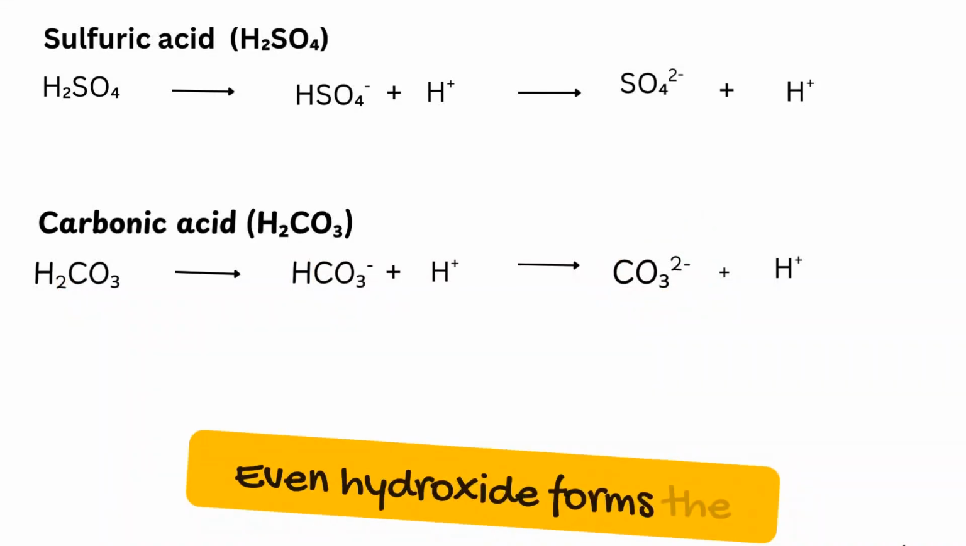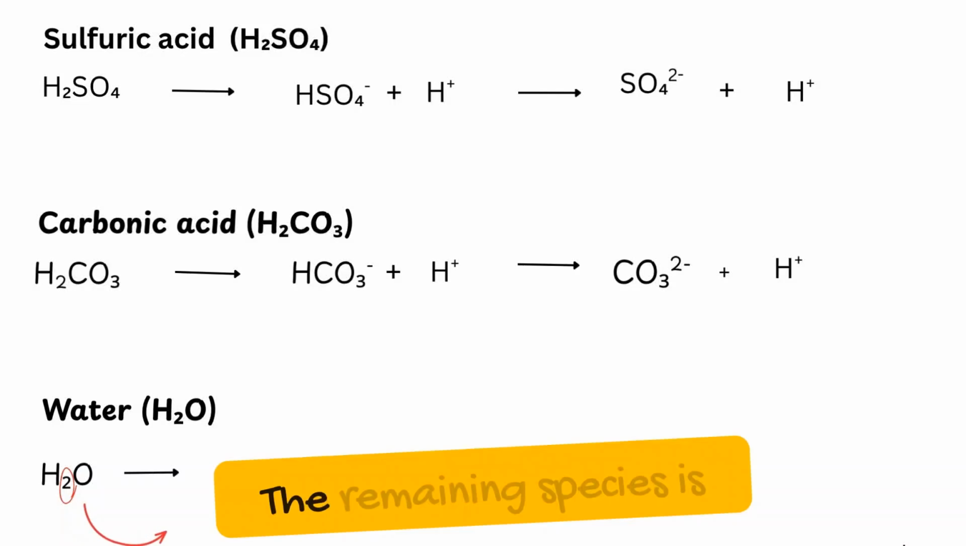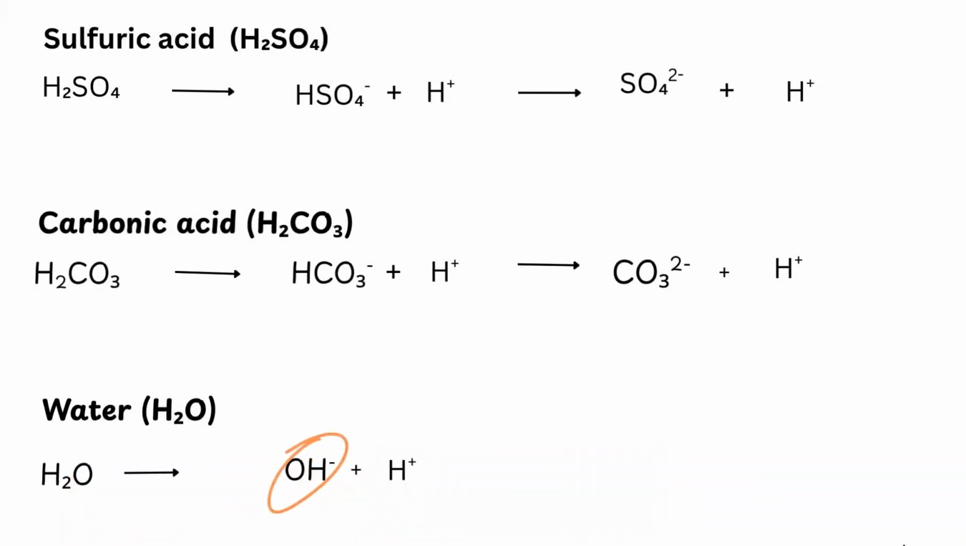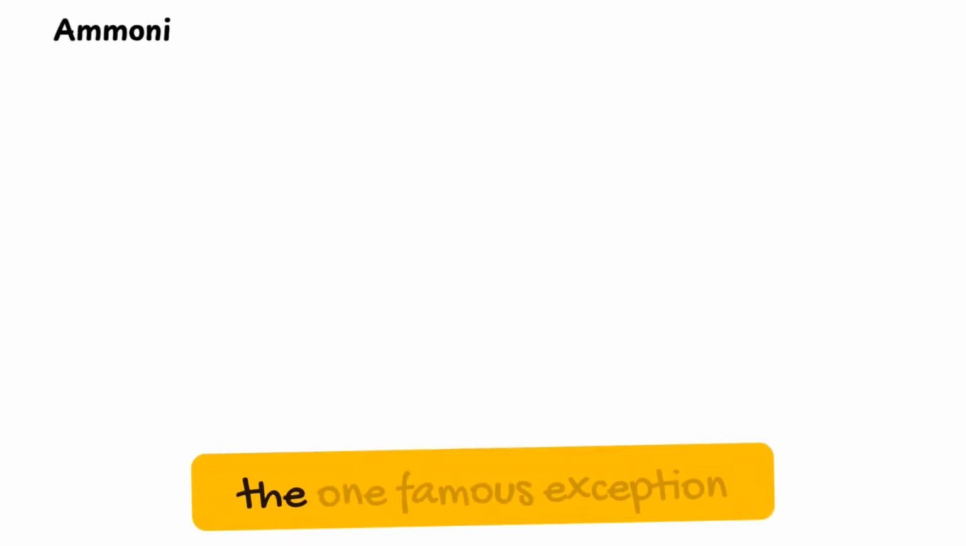Even hydroxide forms the same way. Water can lose 1 hydrogen ion. The remaining species is hydroxide ion. Once again, the proton leaves. The electron stays. Now let's look at the one famous exception.